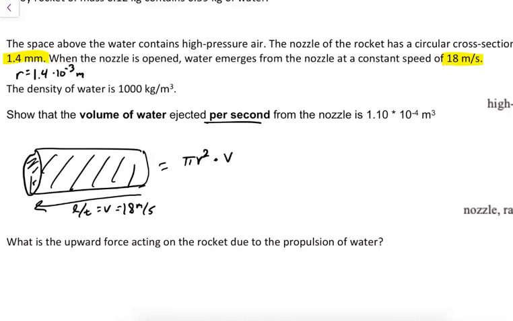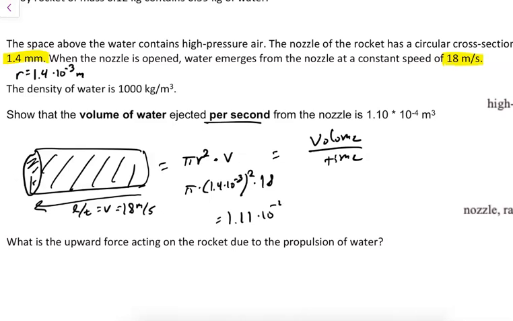And that's going to give us our volume per unit time. So if I plug this in, I have pi times 1.4 times 10 to the negative 3 squared times velocity, times 18. If I plug this into a calculator, I get 1.108 times 10 to the negative fourth. So that's like 1.1, actually it's more like 1.11 times 10 to the negative fourth.